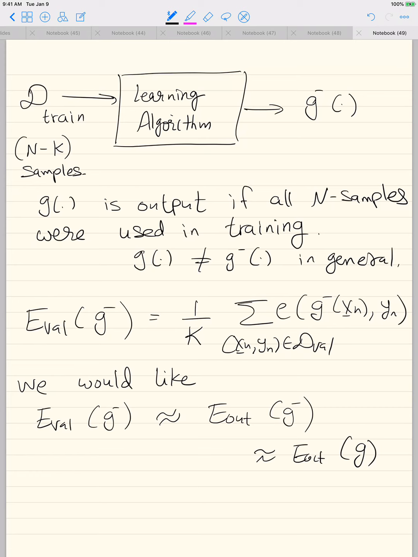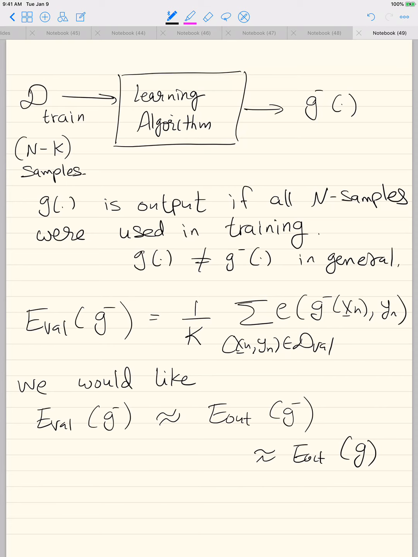The thing we can compute is the validation error of G minus. So we want to choose k in such a way that the validation error is close to the test error of G minus, because we still cannot compute the actual test error for G minus. We can only evaluate it on the validation set. So we want this to be true, but we also want G minus to be close to G. If this is great, but G minus is very far from G, it's not useful, because ultimately we want to use all samples for training. This is the best model we can produce with all the samples. So this has to be the case. This is the trade-off we are interested in.